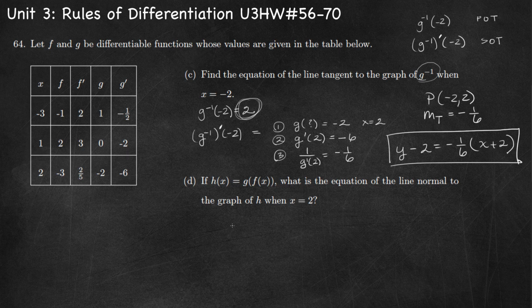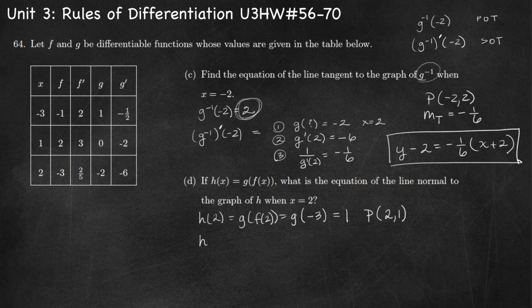Part D, if h equals g of f of x, what is the equation of the line normal to the graph of h when x equals 2? So here we need the value of h of 2 to get our point of tangency, and then we need to find h prime of 2 to get the slope of the tangent line. So h of 2 is g of f of 2, and f of 2 is -3. So we want g of -3. G of -3 is equal to 1. Okay, so that tells me my point of tangency is 2, 1.